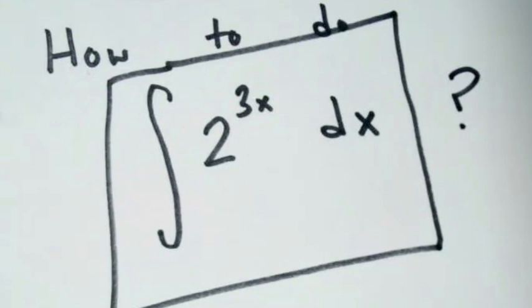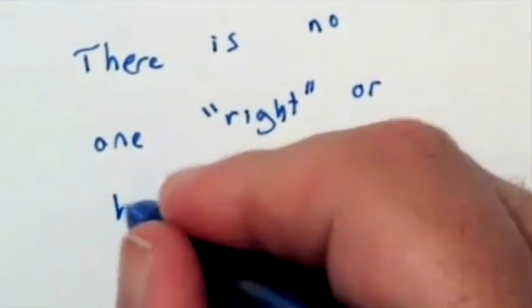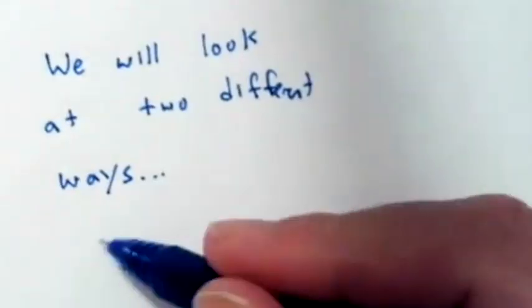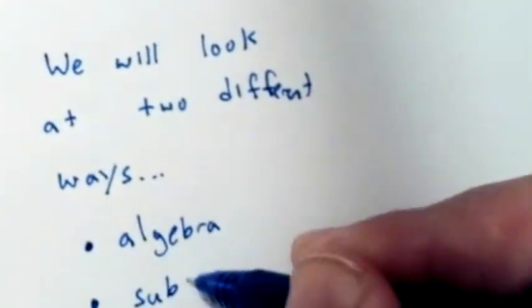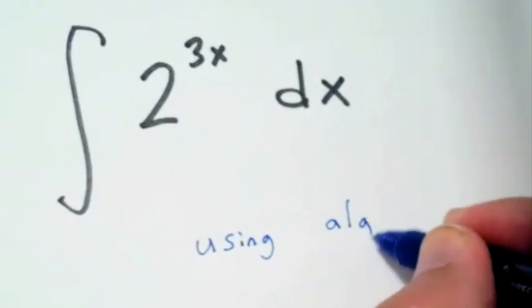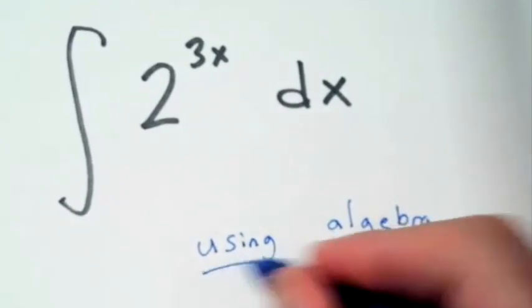Let's look at how to do the indefinite integral of 2 raised to the power of 3x dx. Here there is no one right or best way. We will look at two different ways, algebra and substitution. First, let's look at this indefinite integral using algebra.